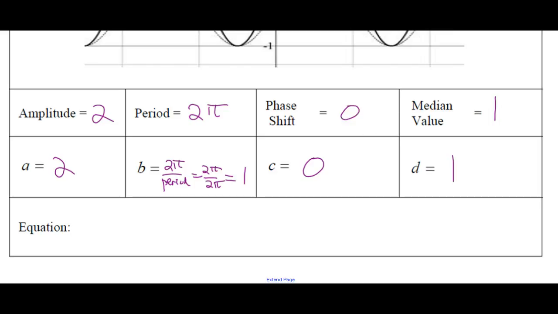So now we have y equals a. Okay, so we can write our equation now, right? Y is equal to a, which is 2, sine b, which is 1, so I don't need to write anything, theta minus c, so that's just theta. Isn't it x? Oh, is it x? Sorry, yeah. Sine x plus 1.